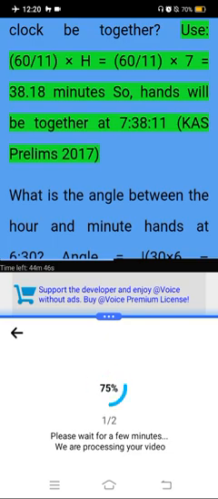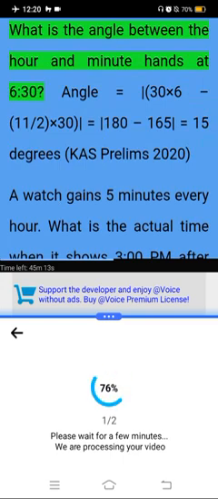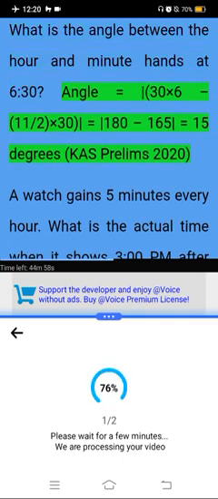CAS Prelims 2017. What is the angle between the hour and minute hands at 6:30? Angle equals 30 times 6, minus 11 halves times 30, equals 180 minus 165 equals 15 degrees.